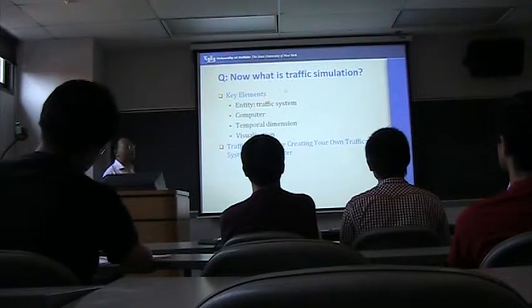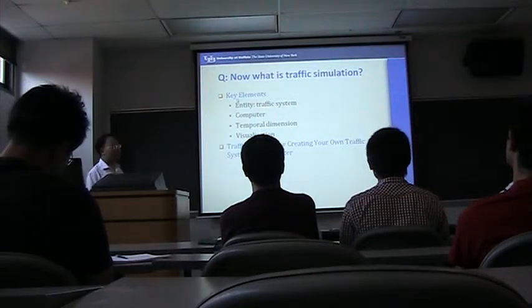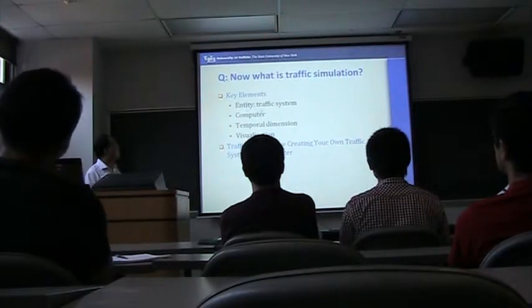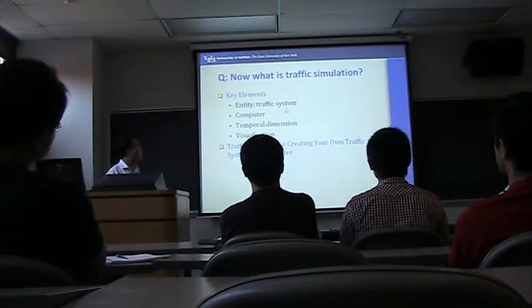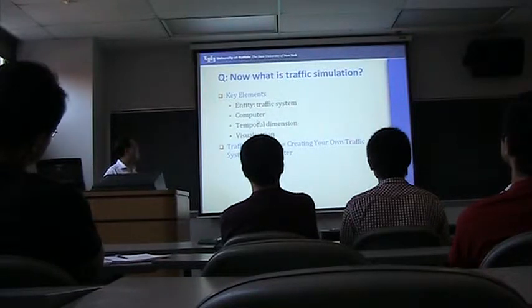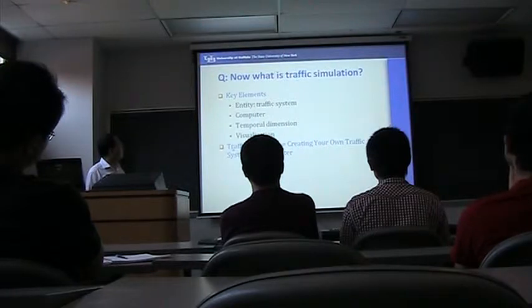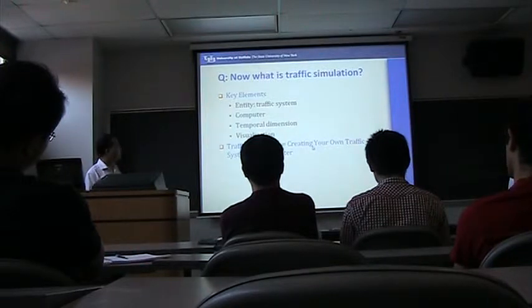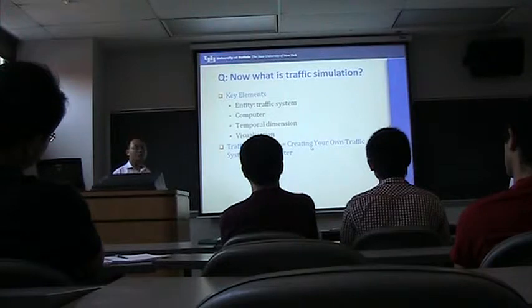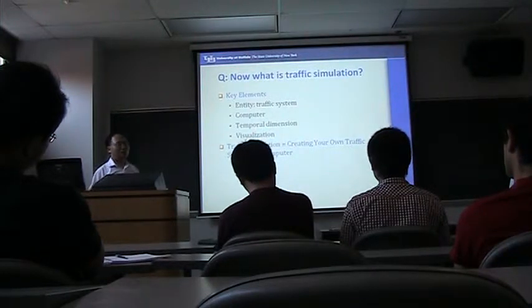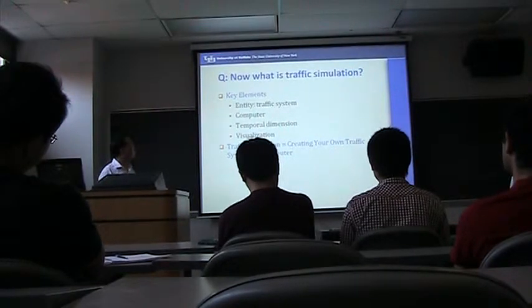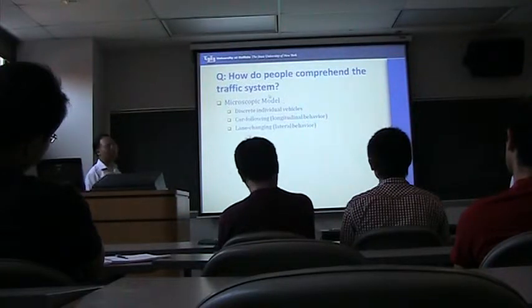So now let's get back to traffic simulation. Traffic simulation has four key elements. First of all, it's trying to simulate the traffic system. Second, it's using computer. And it's dynamic, so it's considering the temporal dimension. And it has some visualization ability. And according to my previous definition, traffic simulation will be equal to creating your own traffic system in the computer. So to create a system, you first have to understand it. It's your comprehension of the system that decides how you model it. So the question is, how do people comprehend the traffic system?